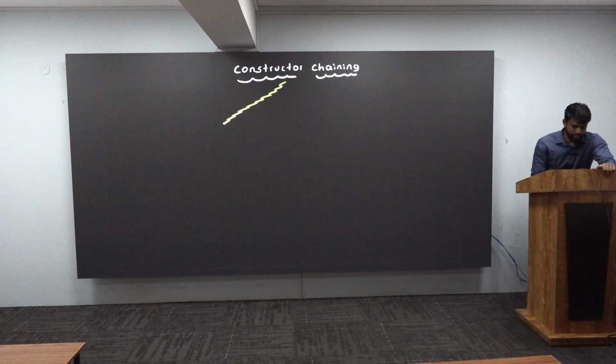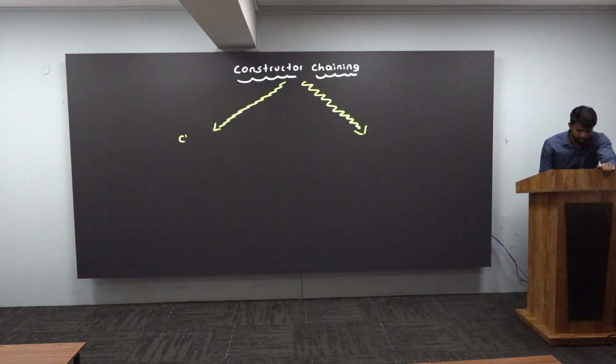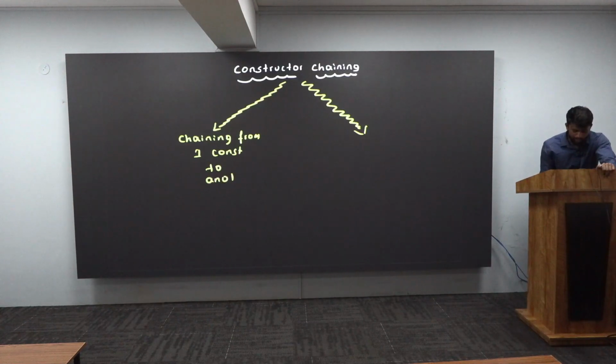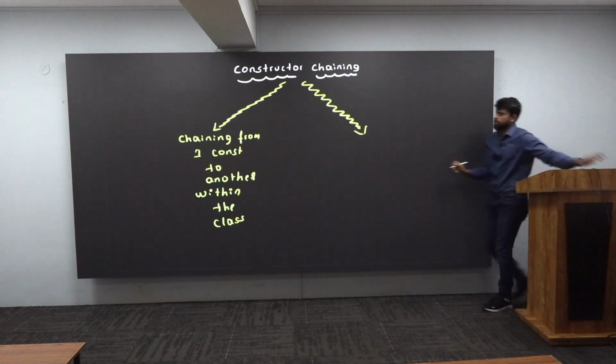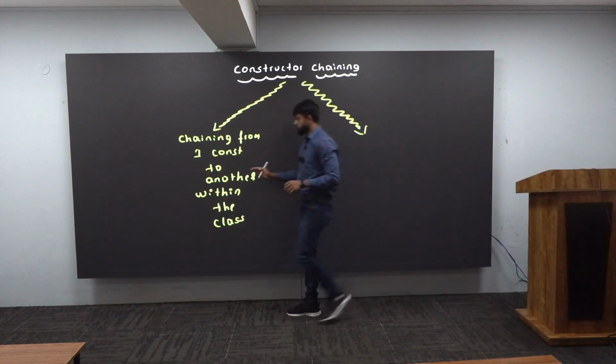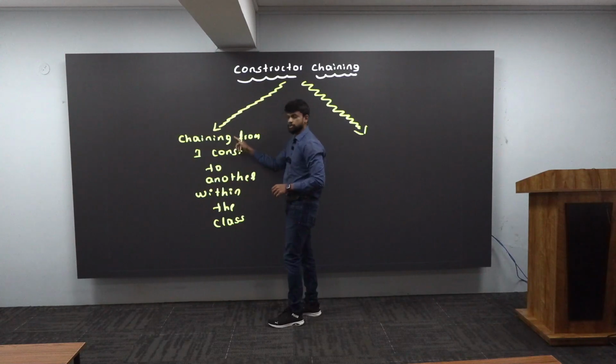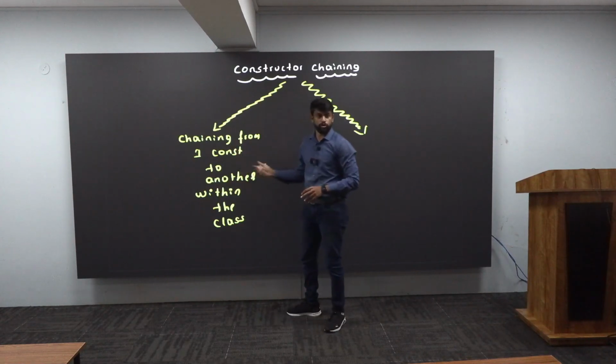This constructor chaining, there are 2 ways out there. This is the first way, this is the second way. The first way is chaining from one constructor to another. Very good. But you should not stop. What is it then? Within the class. Yes or no? Chaining from one constructor to another constructor within the class is known as local chaining. You can also call it as local chaining.